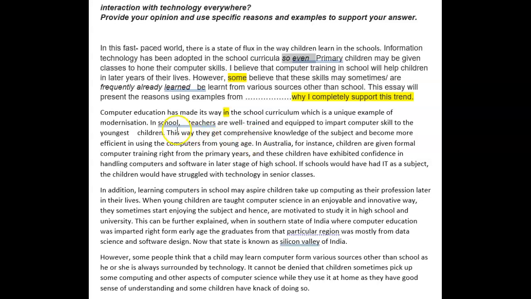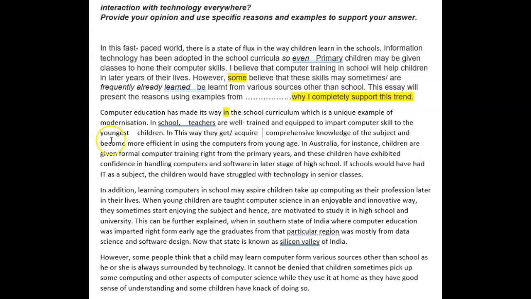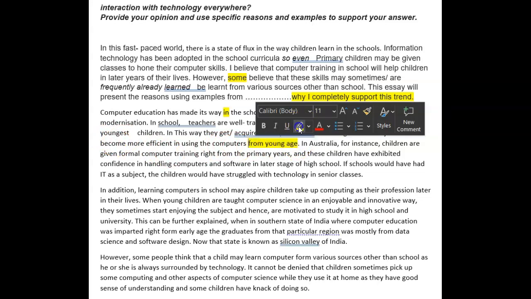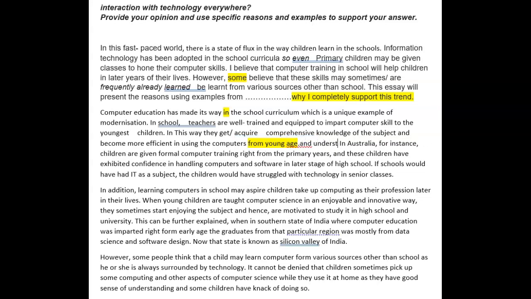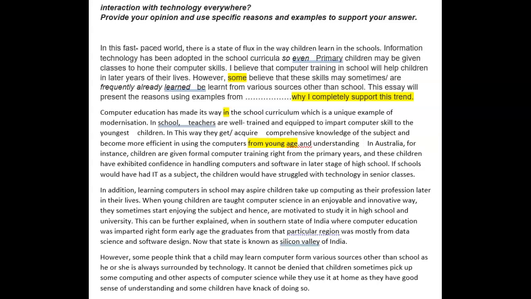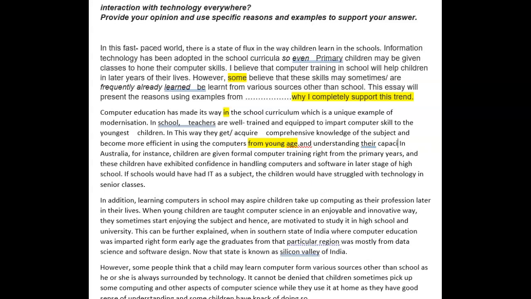Okay. In this way, or through this learning, youngsters rather than, yeah, all right, they, okay. Acquire. We don't get knowledge, we acquire comprehensive knowledge of the subject and become more efficient in using computers. So you've already said young age. You don't need that, but you might tell me why. Yeah, using computers and understanding their capacity.